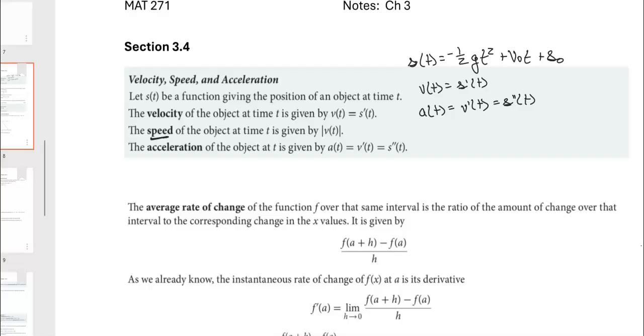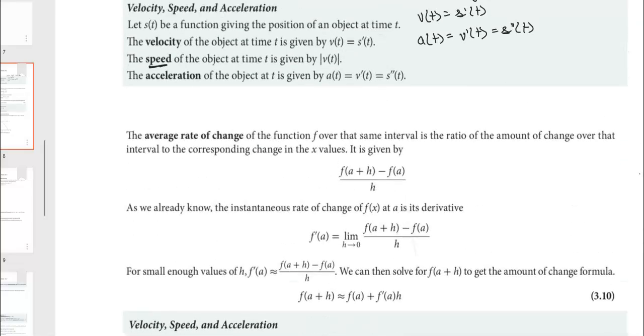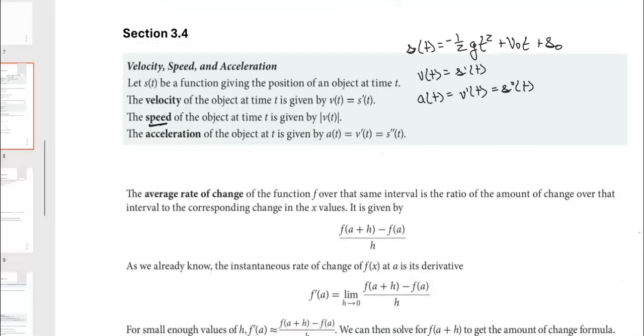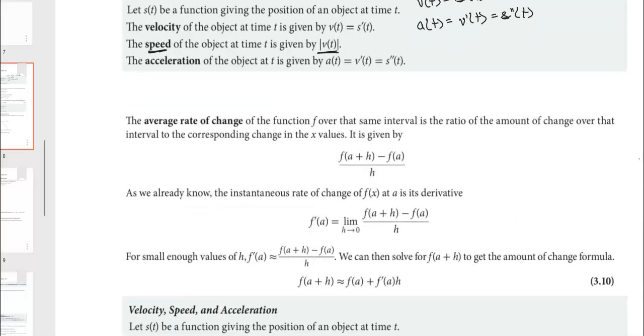If we want to know speed, then speed is how fast something's going, but it's not giving us a direction, whereas velocity is going to give us a direction. And we could think about these things in terms of vectors, and you'll talk more about that if you take Calculus 3. But for us, speed is going to be the absolute value of the velocity. So everything goes back to this idea of average rate of change. Average rate of change is just a fancy way of saying slope.